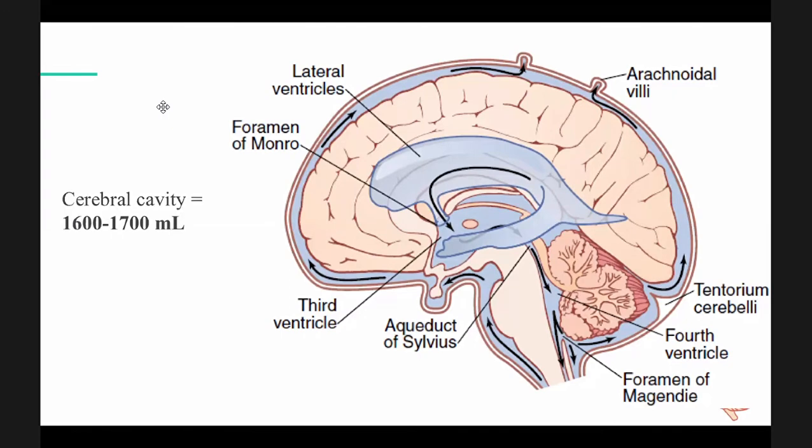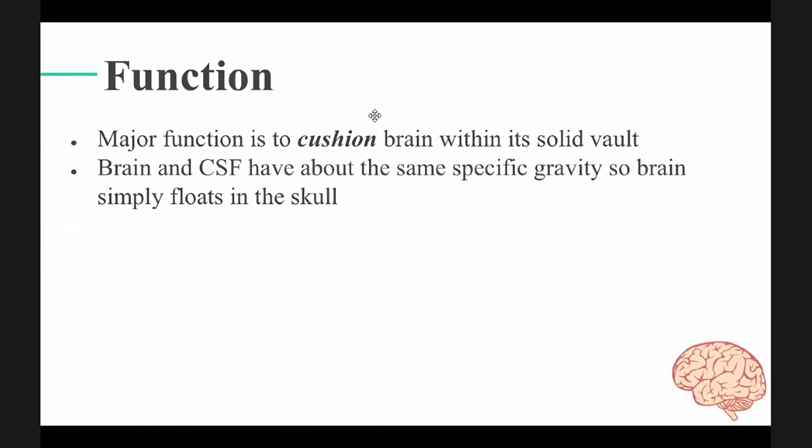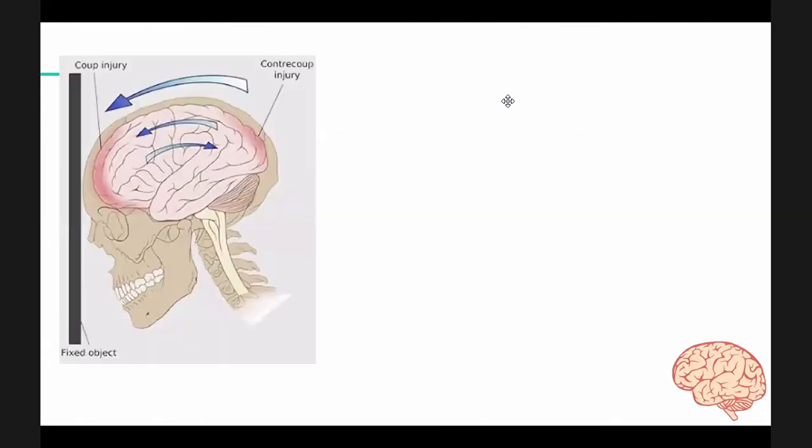So the cranial cavity is about 1,600 to 1,700 ml, but the CSF fluid is only 150 ml. Its function is to provide cushion for the brain tissue within its solid vault. So the brain and CSF have about the same specific gravity, so the brain is like floating in the skull.